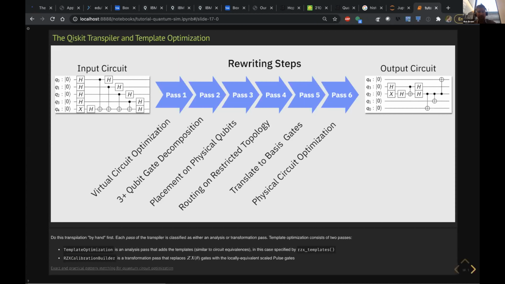And in particular, my collaborator Daniel Egger at Zurich and I have come up with a way of breaking down these interaction circuits into something that has an easier pulse level implementation, and we showed that there is actually less error when you do this kind of scaling. So essentially every one of these passes is defined as either an analysis pass or a transformation pass. In particular, this takes 2 passes.